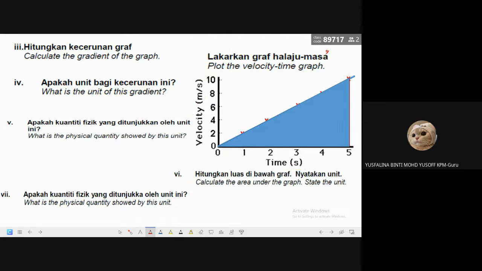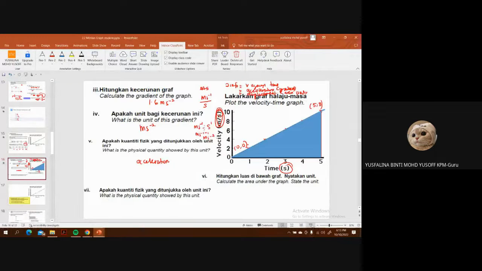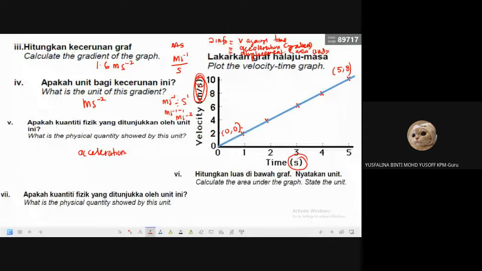Area under the graph. Okay, so that's the difference. So how do you find the area under the graph? Just like you already drew the triangle just now, right? So you find the area of the triangle here, and you get the displacement. Okay, so I show you for number 5.